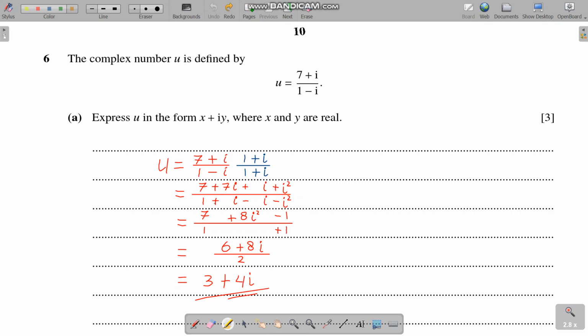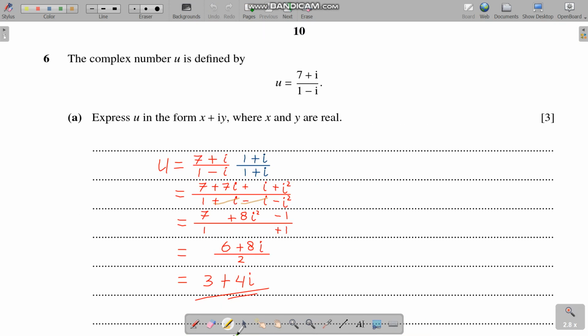And also we can cancel out. If we are doing it right, we gotta cancel out the i in the denominator. So in the denominator we have 2 here actually. 7 minus 1 is 6, so 6 over 2 which is 3, and 8 over 2 which is 4. We get the final answer.